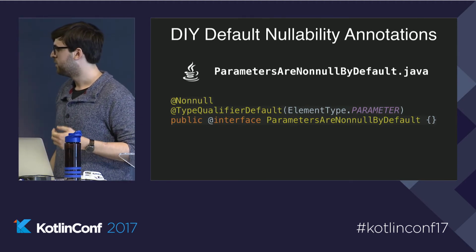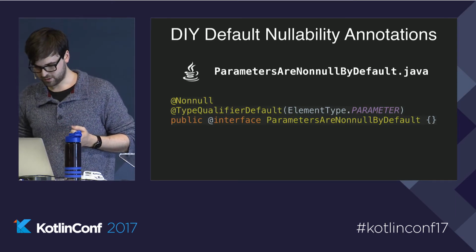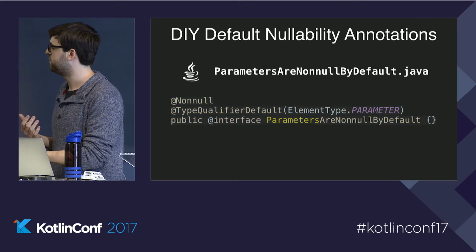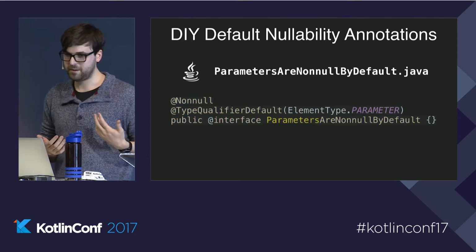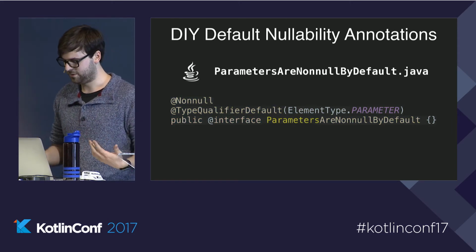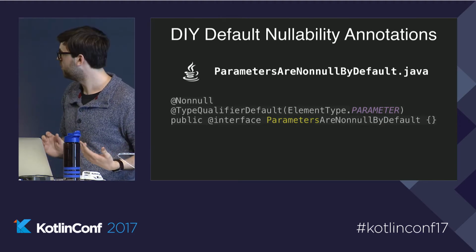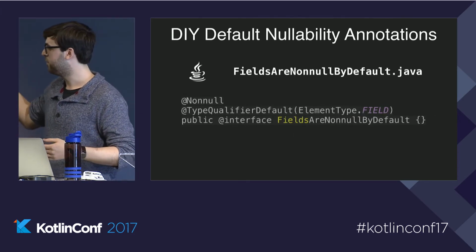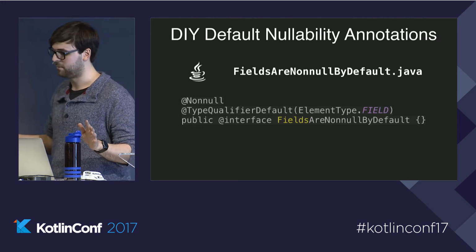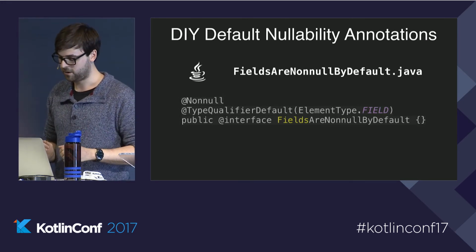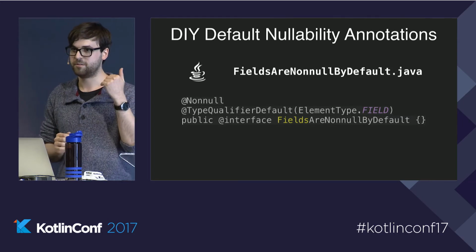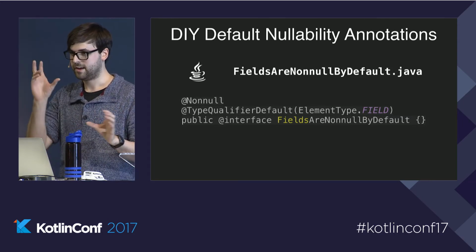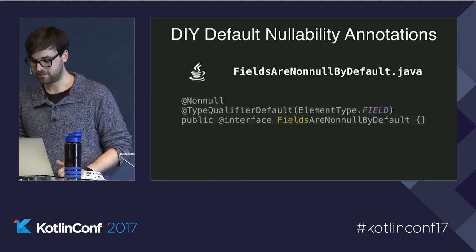So what's type qualifier default? Well, let's look at this for a bit. It takes one argument, and in this case, for parameters are non-null by default, it's taking a parameter. Can we maybe switch that to something else, and it'll work? Can we go like this? Oh, now fields are non-null by default. We can. This also works. If you annotate your package with this, all the fields will become non-null by default, right? So if you have fields on your Java files in that package, and they're not annotated, instead of being string exclamation point, they're now string, and this is great.